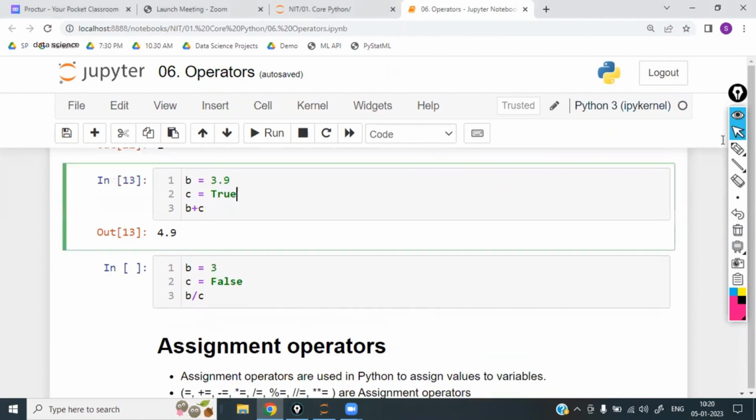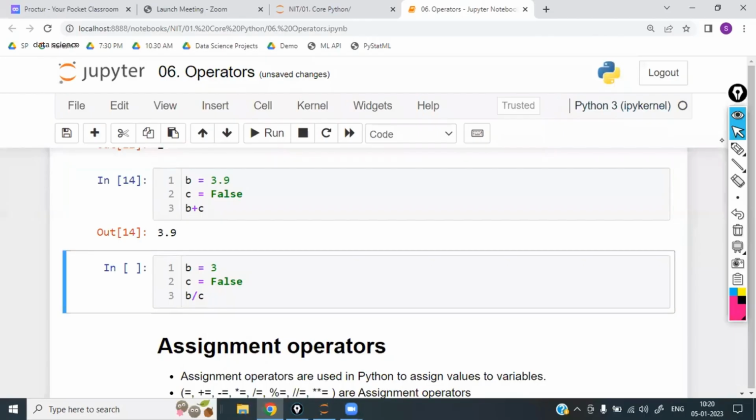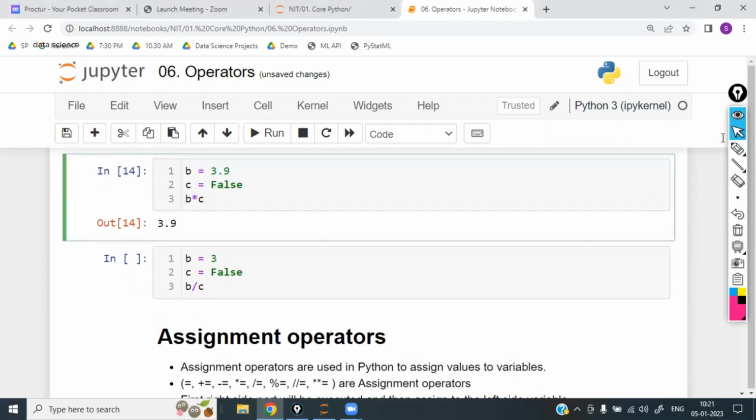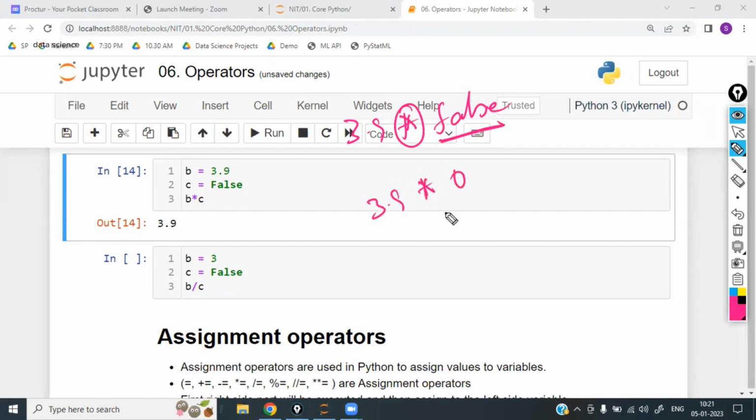Here, instead of this true, you are writing false. Then you are going to get 3.9 plus 0, which is 3.9 directly, right? Now, arithmetic operators: whenever there is an arithmetic operator, whether it is a plus symbol, a minus symbol, or into also. So instead of the plus symbol, let us go with into. So D is 3.9 into C. C is false. 3.9 into false. Whenever there is an arithmetic operator, this will be converted to int. That is 3.9 into 0, which is nothing but 0. So you are going to get 0.